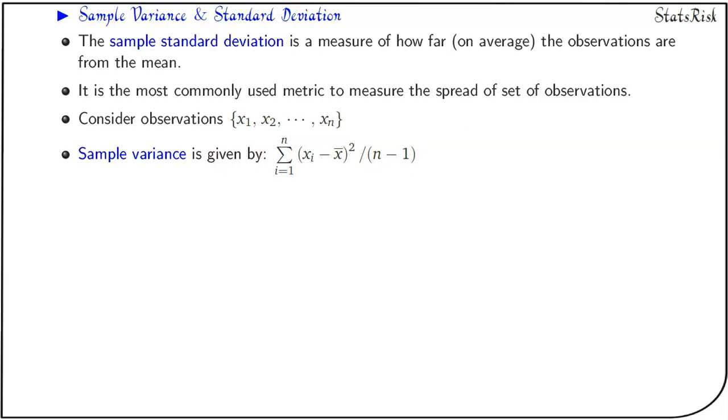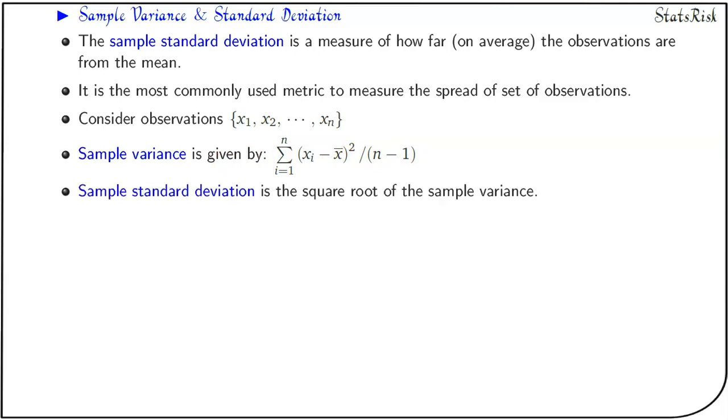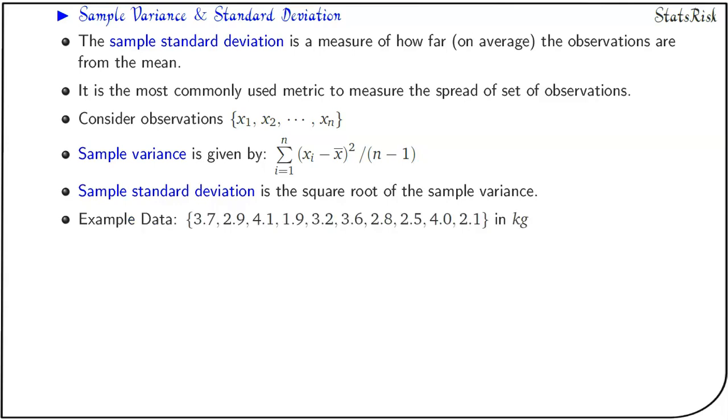Once we have the sample variance, the sample standard deviation is simply the square root of that sample variance. To be more concrete, let us consider this set of observations. This is the weight of 10 babies. So we have 10 numbers here, and these weights are measured in kilograms. What we want to do is to calculate the sample variance and the sample standard deviation for this measurement.